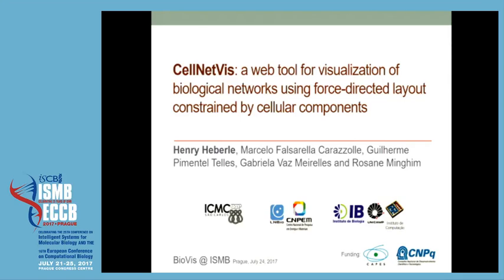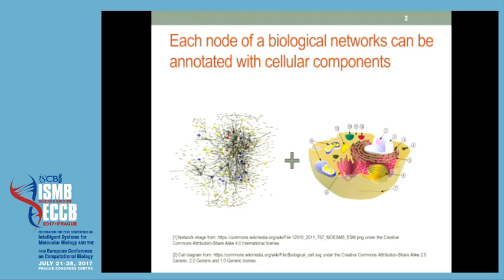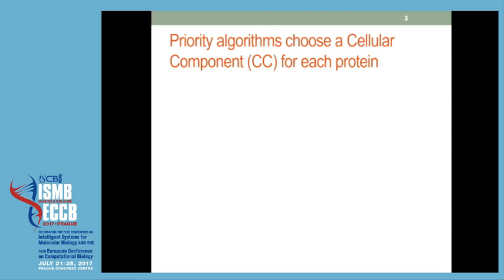We designed a tool to visualize networks over a cell diagram. So basically we have networks, and each node of a network can be annotated with one or more cellular components. In general, these annotations come from Gene Ontology. So for instance, a protein can be annotated with nucleus, cytosol, and mitochondria.